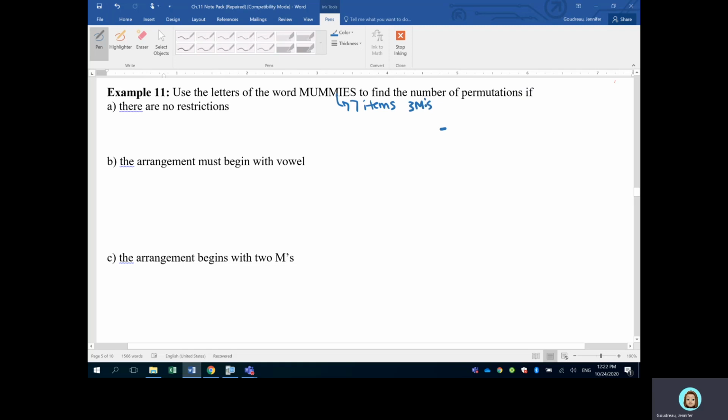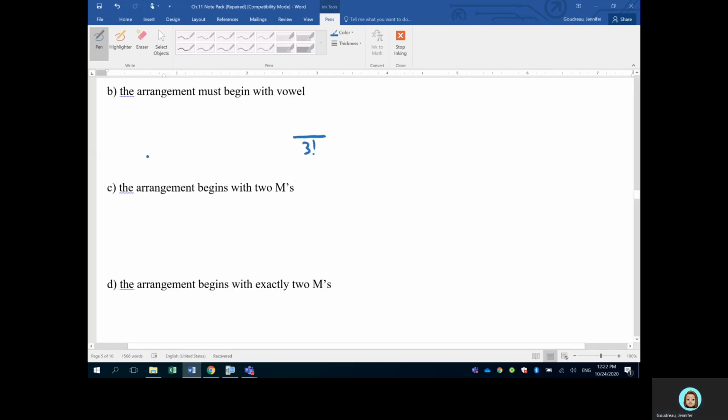What I'm going to do is right off the bat here, I'm going to take care of the fact that we have those 3 M's by going to each part of this question and writing divide by 3 factorial. Same thing with part C and part D. I'm going to put in there divide by 3 factorial.